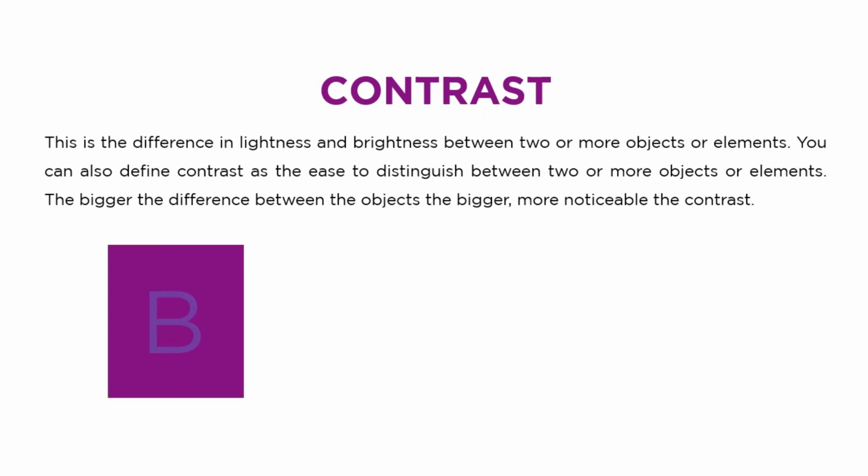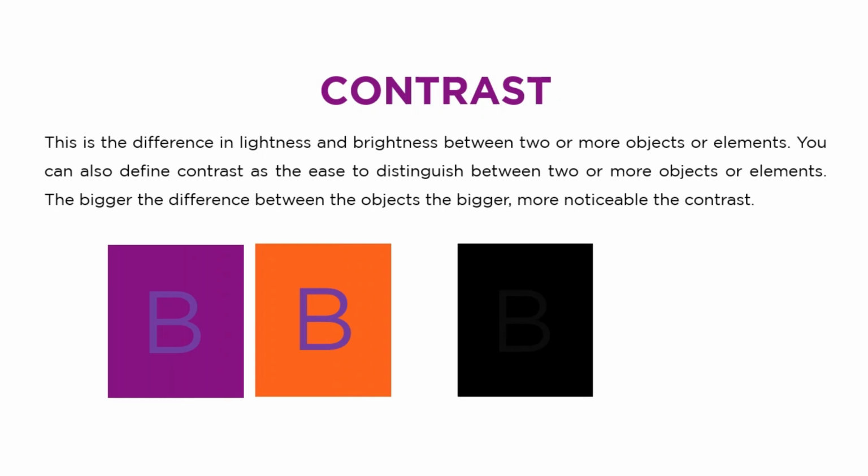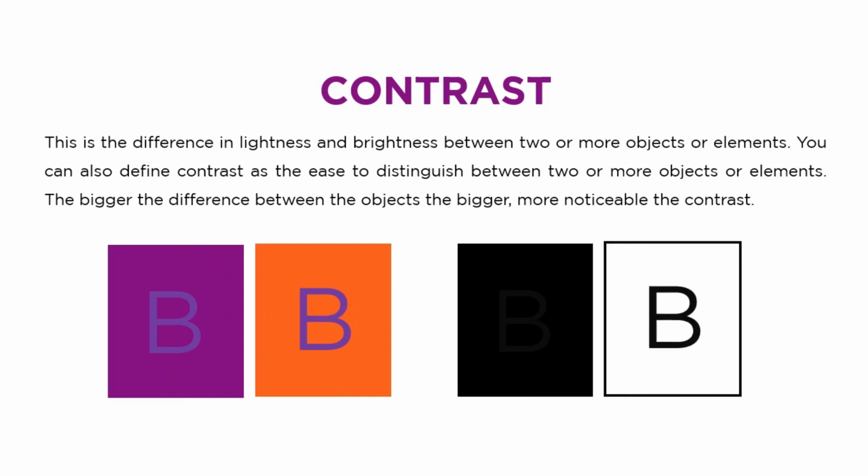So this is the first example. You can see the letter B inside. It's kind of visible but not that visible. You can also see the letter B here is visible. Here also is not that visible, while here is very visible. So the difference between this is just the contrast.